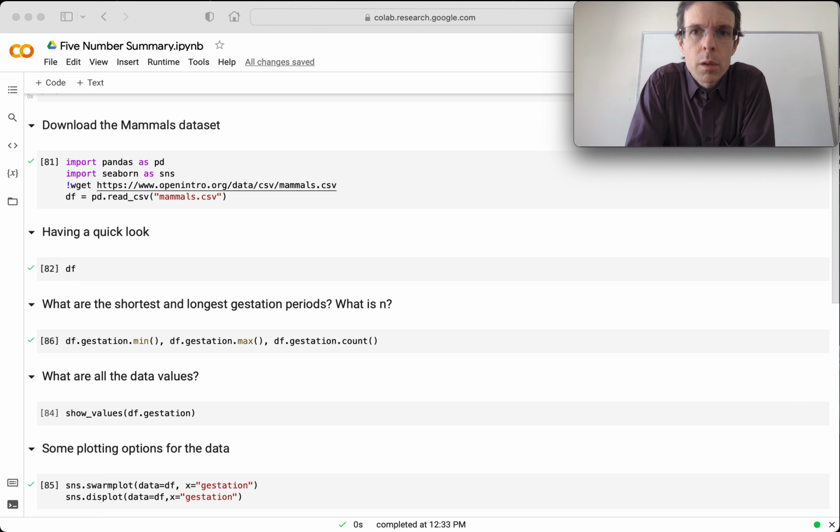Today we're going to be looking at the 5-number summary. In particular, we're going to be studying the quartiles, Q1 and Q3, in the context of the median. We're going to crack open a data set here from Open Intro Data. We're going to be using the mammals.csv data set.